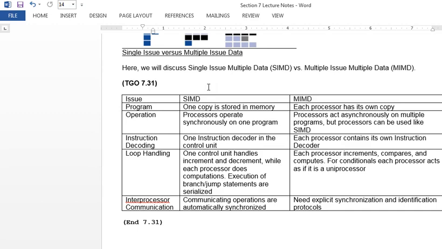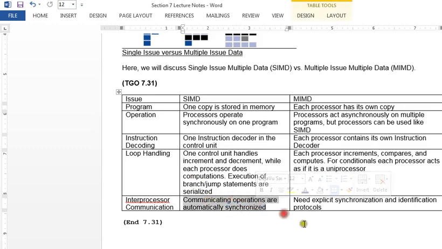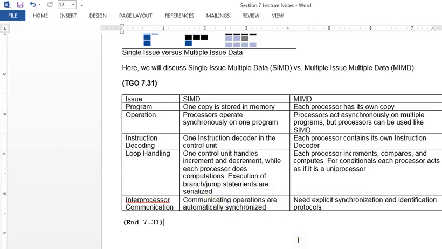So now we have to worry about this interprocessor communication. Communication operations are automatically synchronized in SIMD, and this is because all of them are doing one program, right? So we have to make sure that when something wants to do something, you're basically doing a lot of hazard detection checking and maintaining cache coherency. In MIMD, you need explicit synchronization and identification protocol.